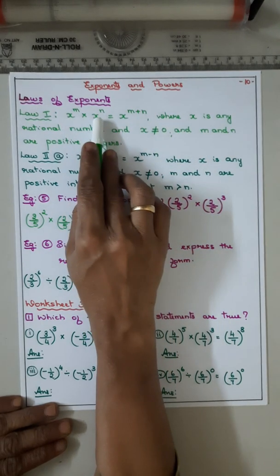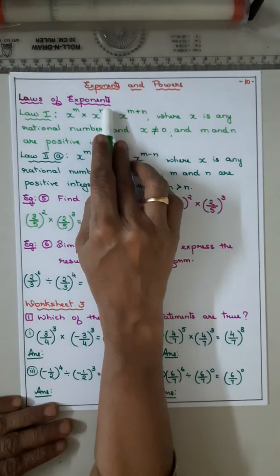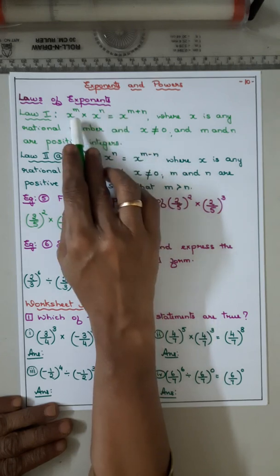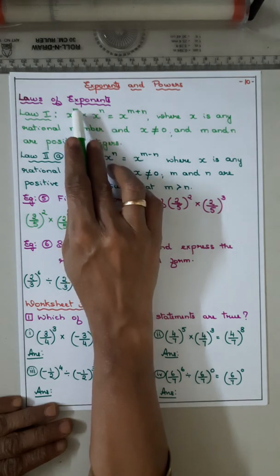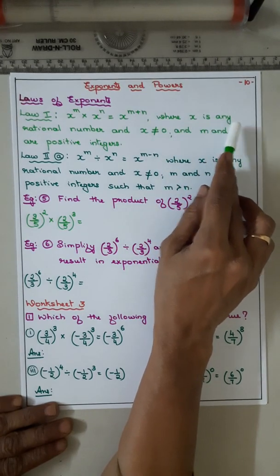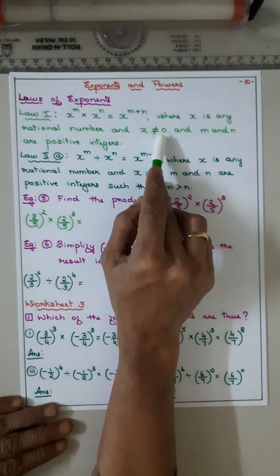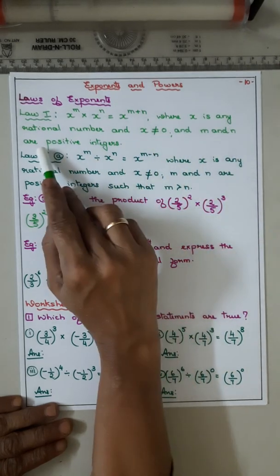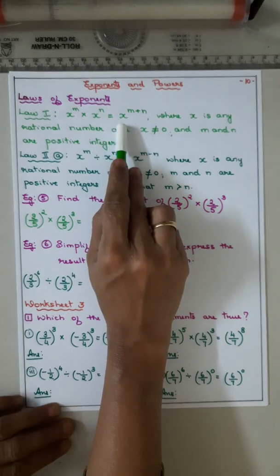That means when the bases are same and in between there is multiplication, then you have to add the powers. That is the rule. When the bases are same and in between there is multiplication sign, then only you have to add the powers. Here x is any rational number and x is not equal to 0, so the base should not be 0, and m and n are positive integers. So that is the first law.